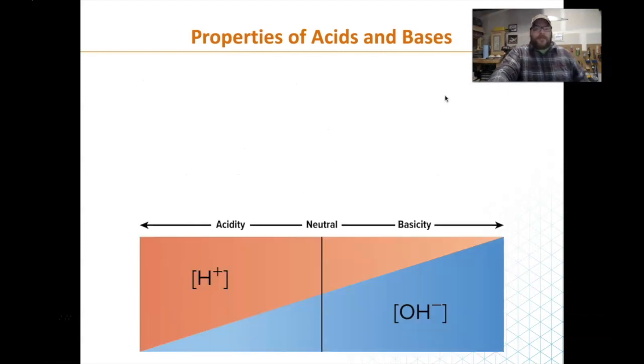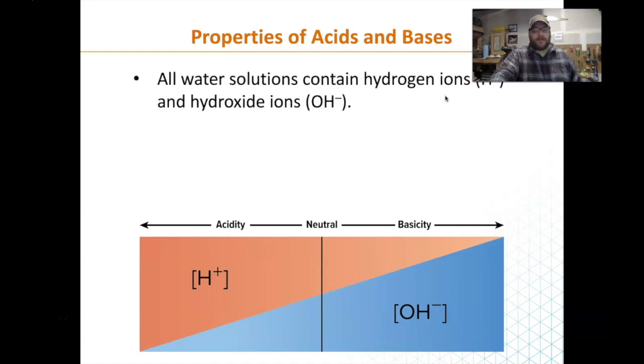All right, so continuing properties of acids and bases. Like I said, on the pH scale, acids would be below 7, bases would be above 7.